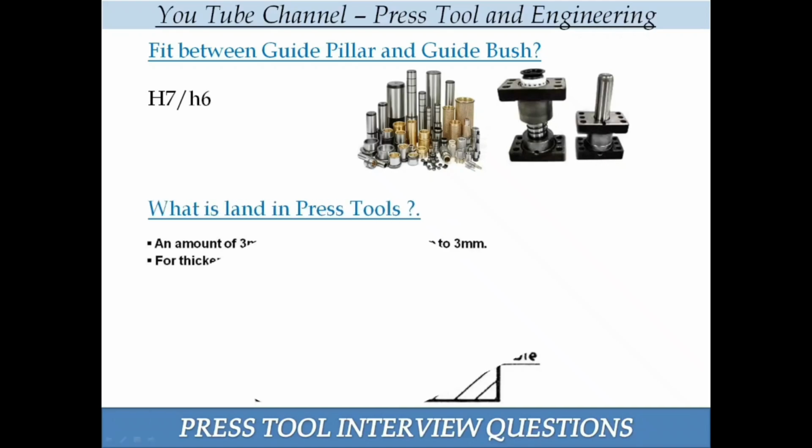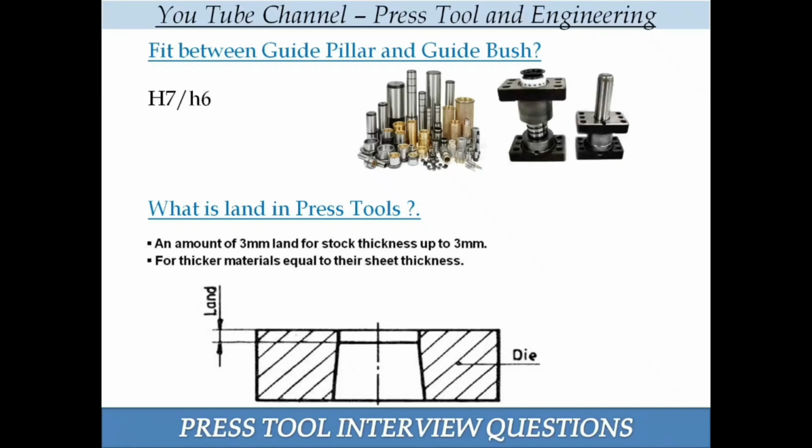What is the land in press tool? An amount of 3 mm land is used for sheet thickness up to 3 mm; for thicker material, the land is equal to the sheet thickness. This is the land, and this is the 3 mm land for a 3 mm sheet thickness.